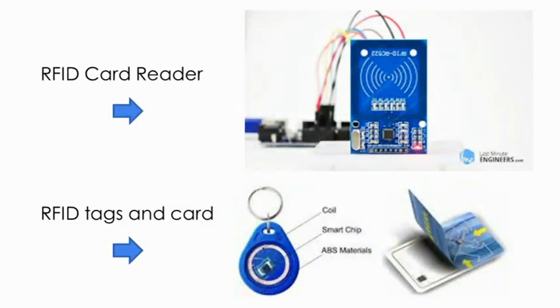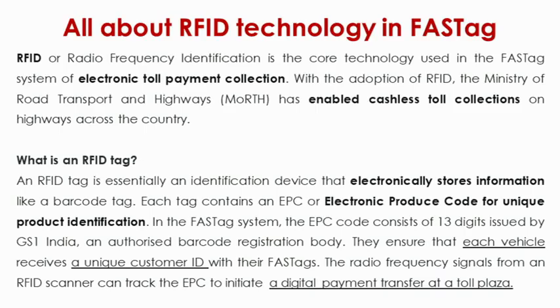But yes, the RFID system works with these different components. The first one is the RFID card reader, which you can see on the top, which is a blue card. It has different pins on it. We will see the different pinouts on the RFID card later. The bottom one on the left, which looks like a blue keychain, is the RFID tag. The one on the right-hand side is the RFID card. Both of them have smart chips and information stored in them.